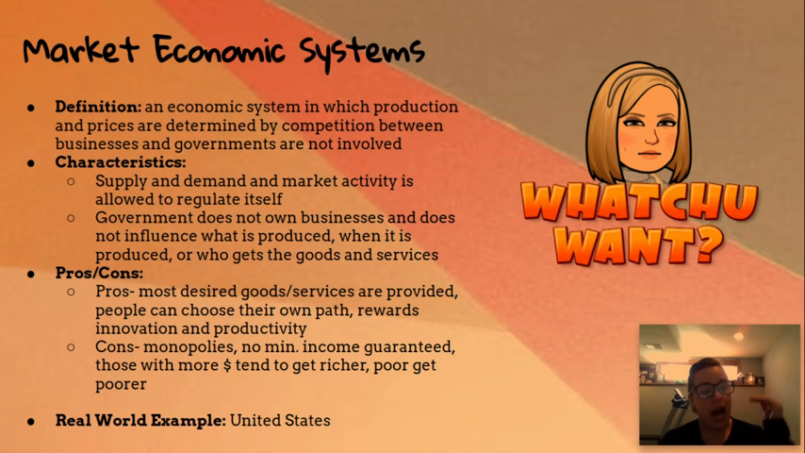So if there's a high demand, usually there will be a high supply that tries to keep up with it. But if the supply gets too high, higher than the demand, then you have issues where, oh, you better drop your price because people don't want it as much. So prices will fluctuate over time based on supply and demand. And we'll go more into that later. But the government doesn't own a lot of businesses, does not influence what is produced, when it's produced, or who gets those goods and services. You have to buy them yourself.